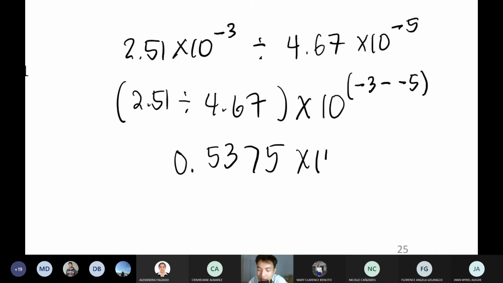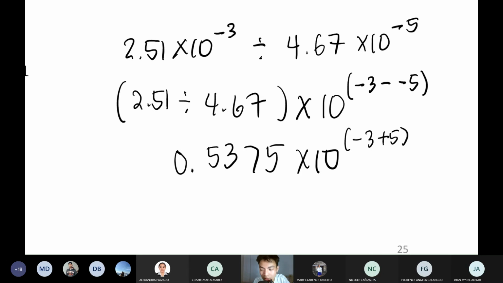Okay, so times 10 raised to, what will be the new exponent? Negative 3 minus negative 5. Ano yung sabi ng algebra teacher natin? Kapag minus negative yan, yung minus pati negative, magiging multiplied to each other yan. So it will be positive 5. So that is negative 3 plus 5. Okay lang yan. So kapag may negative, minus negative, magiging positive yan.